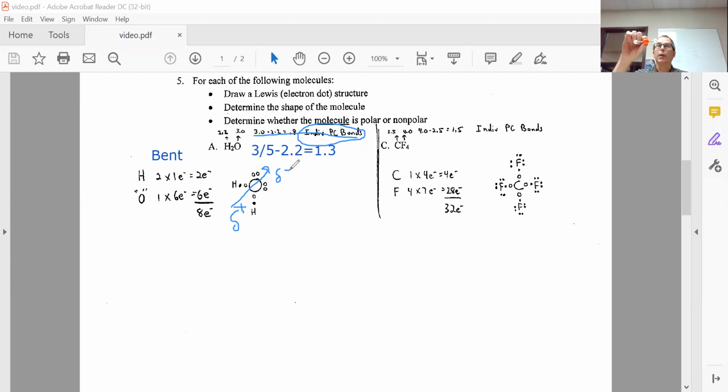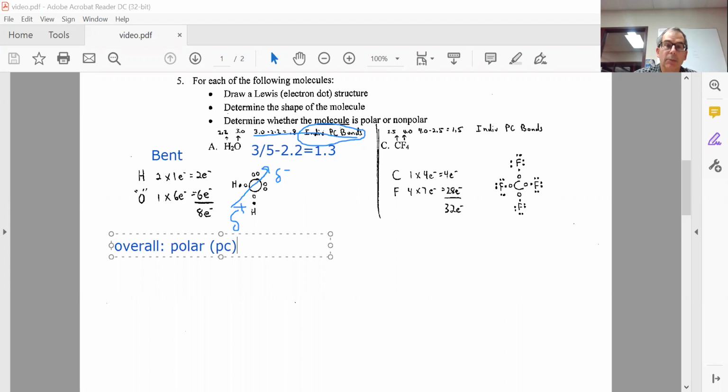Okay. It would be what? More negative going this way and this way, and it would cancel out. But because it's bent, it's going to be more negative toward here, where these electrons are. So what can I say at the end? I'm going to say overall, this molecule is polar, or you could say it's PC.